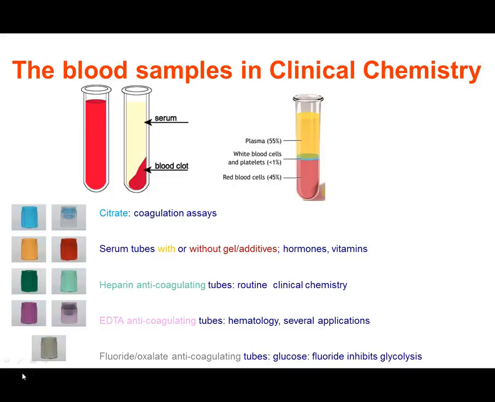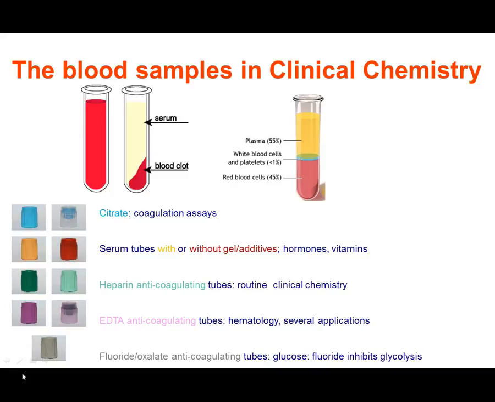As said, blood can be clotted, and for that we have serum tubes, which we use for hormones and vitamins. In routine clinical chemistry we use the heparin anticoagulated tubes because it is then not necessary to have the tubes clotting, which takes about 20 minutes at least. So this means speeding up the process, and that makes it easier to report data within an hour.